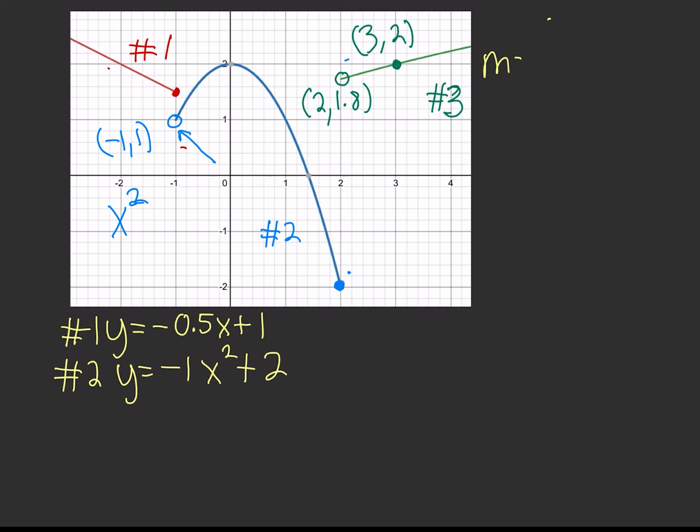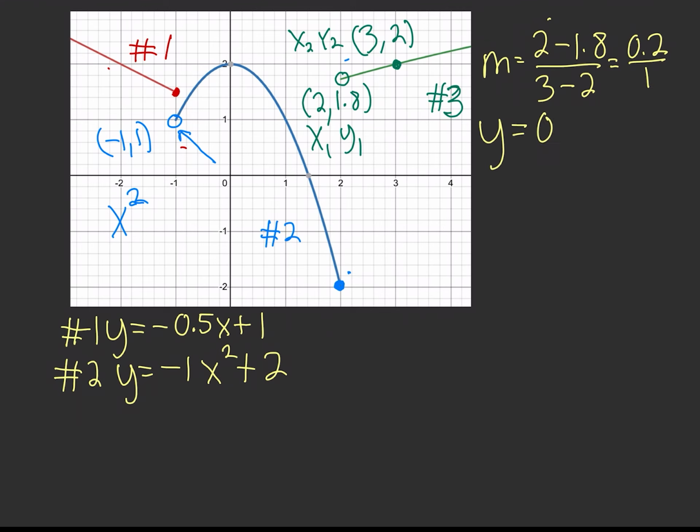Alright, so I'm going to find the slope using (x2, y2), (x1, y1). So I'm going to get, it's the 2 minus the 1.8 for the y's, and that's over the 3 minus the 2. So that comes out to be a slope of 0.2 over 1, so 0.2.